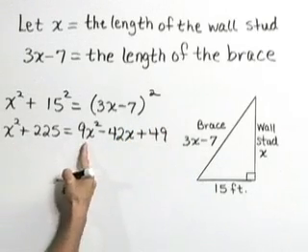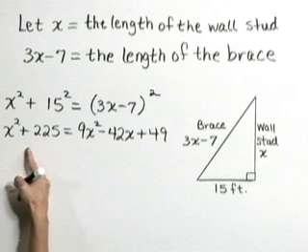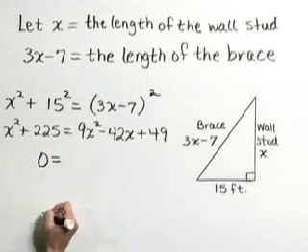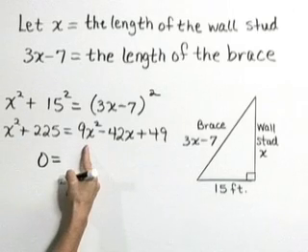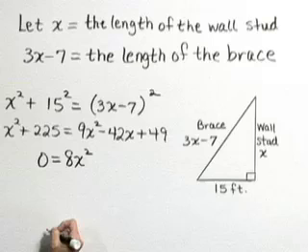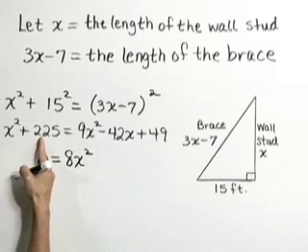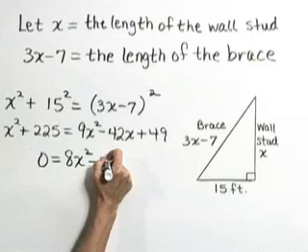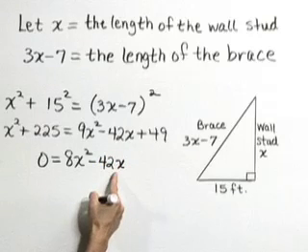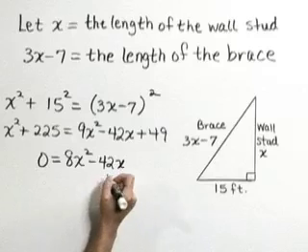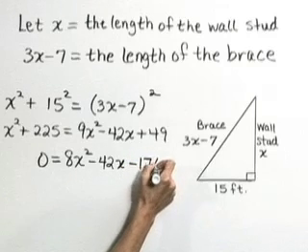So we see we have a quadratic equation. Let's put it in standard form, moving all of our terms to the right so that we have that set equal to 0. Subtracting x squared from both sides, we get an 8x squared on the right. Subtracting that 225 from both sides, we'll have, don't forget your minus 42x, and then a 49 minus 225 is a negative 176.